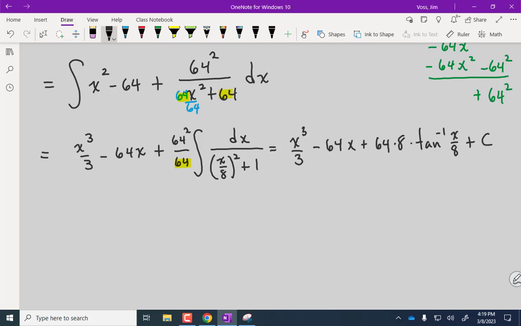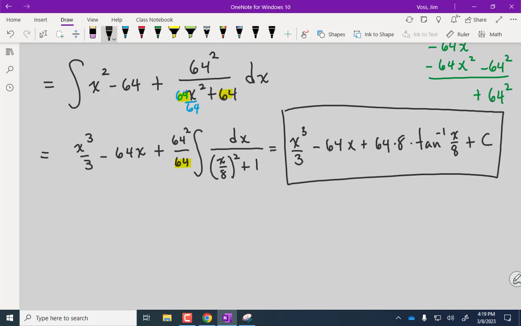Actually, that's 8 cubed. And yeah, that's 8 cubed. Does that make sense? Any step there? So the only simplification step would be to multiply the 64 by the 8.